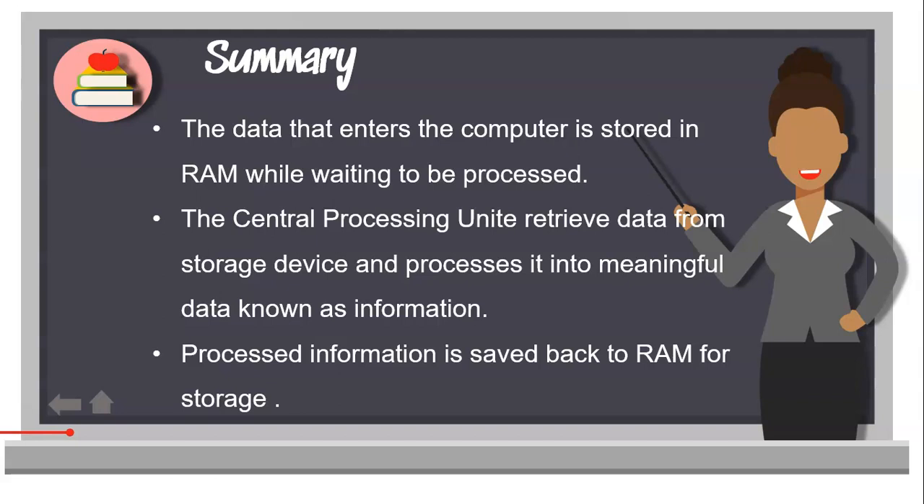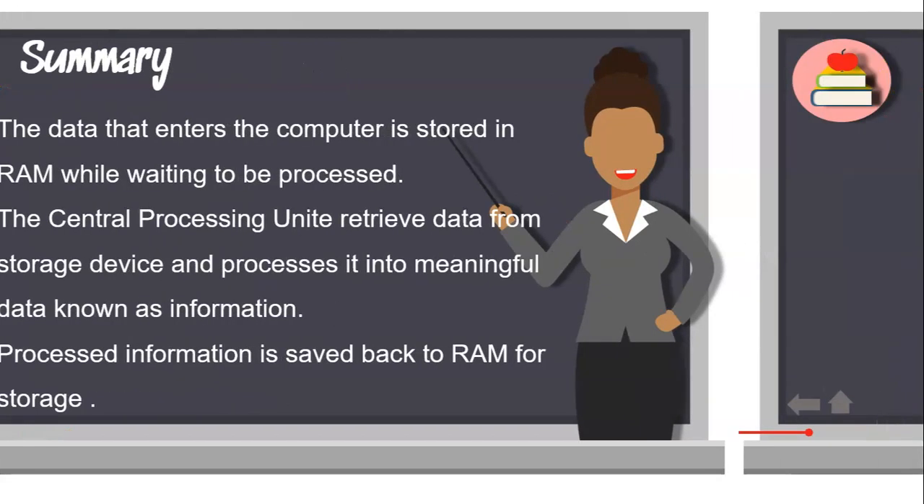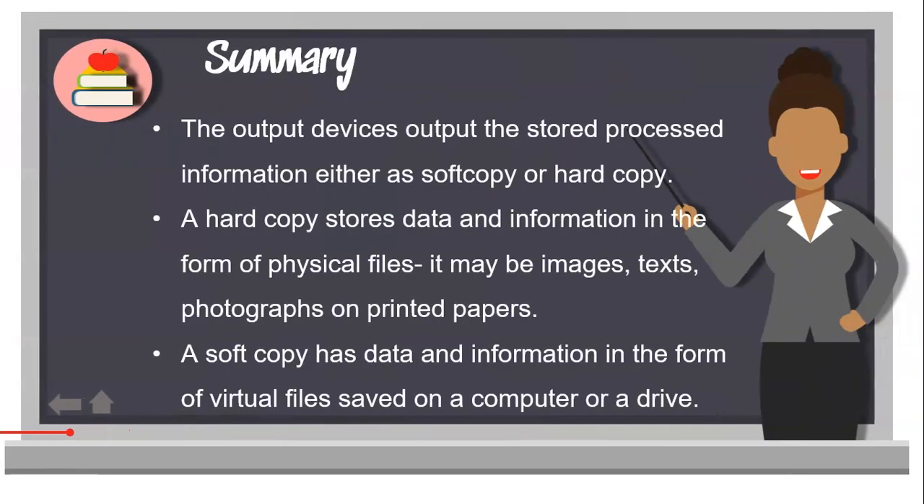Then the central processing unit retrieves data from the storage device and processes it into meaningful data known as information. The processed information is saved back to RAM for storage. The output device outputs the stored information either as a soft copy or a hard copy. So the data that comes from the central processing unit is stored in a hard drive. You can either print it as a hard copy or save it on a flash drive.